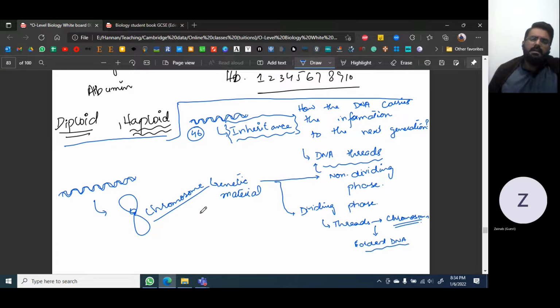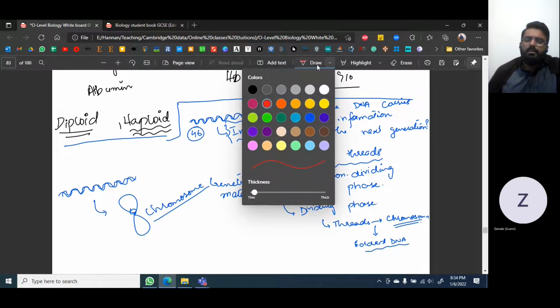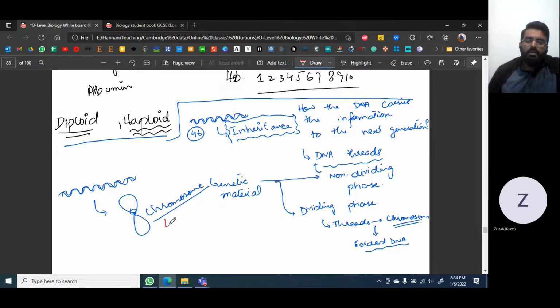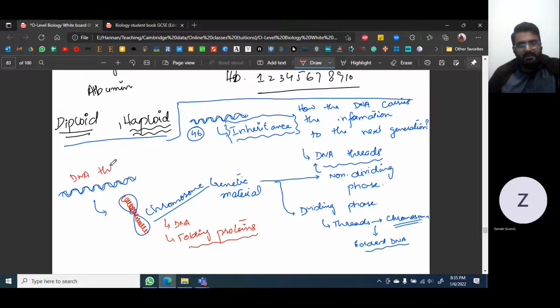Let me tell you a bit more detail about the chromosome. The chromosome is not only the DNA, but it is the DNA as well as some folding proteins. DNA cannot fold on its own, but it takes the help of the proteins to get folded. So if this is the folded DNA, actually it was a DNA thread like this one.